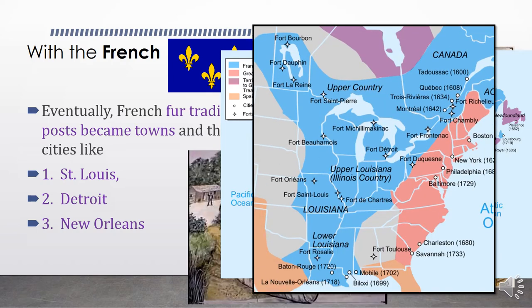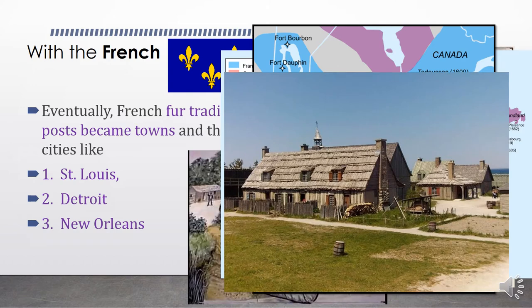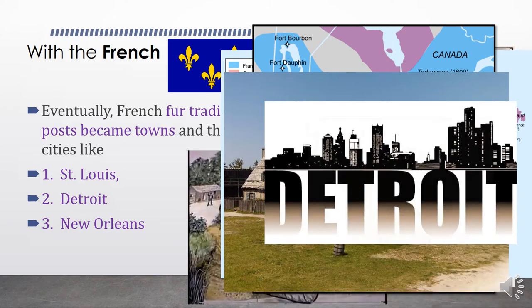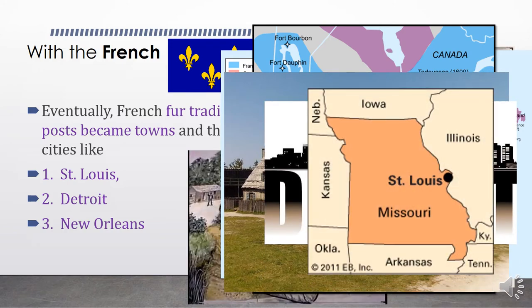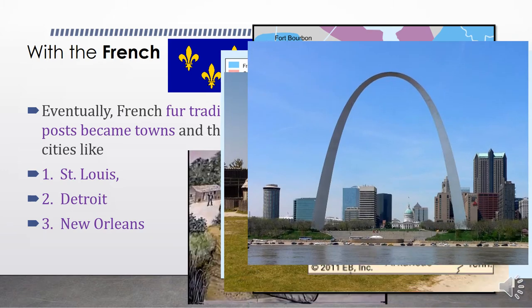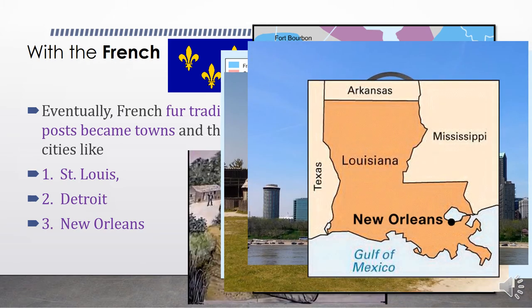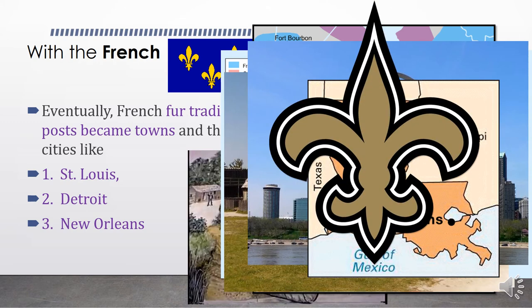And I kind of blew up this map so we could see that Fort St. Louis becomes St. Louis, Missouri, Fort Detroit, and Fort La Nouvelle Orleans, or New Orleans, were all of these French trading posts that become major cities today. Here's kind of what a trading post would have looked like back in the 1600s, 1700s, and today, the city of Detroit, St. Louis, Missouri, and there's the arch in St. Louis, famous for that city, and New Orleans, Louisiana, as we know, they are the home to the saints.